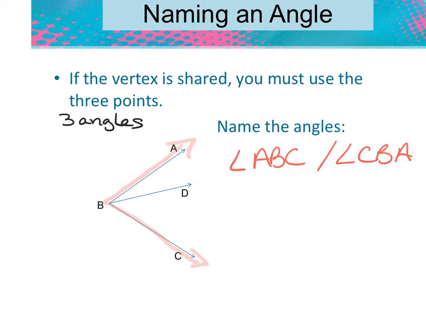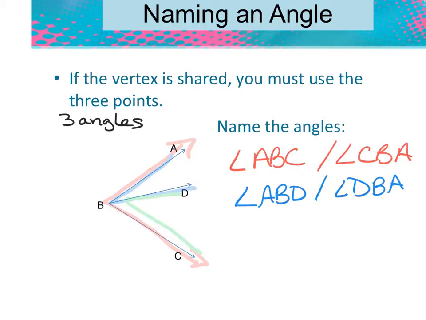Now I also have a little piece, ABD. And again, put the slanty L looking angle symbol, ABD, and then I can go in the other direction, DBA. And now I have the last, DBC. And I can go in the opposite direction, CBD.